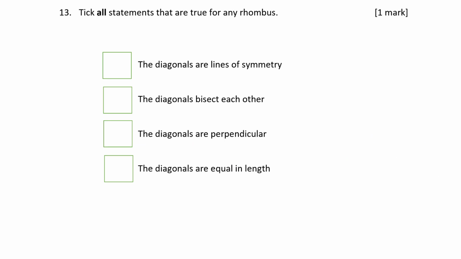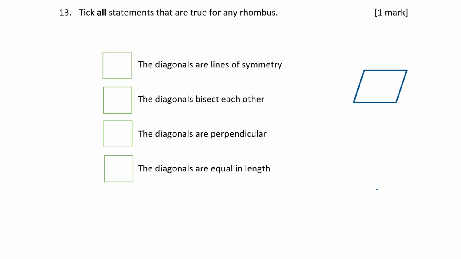Question 13. Tick all of the statements that are true for any rhombus. Let's quickly draw a rhombus so we can have a look at it. A rhombus is a bit like a pushed over square or a diamond. It's another way of thinking about it. So what are its properties?